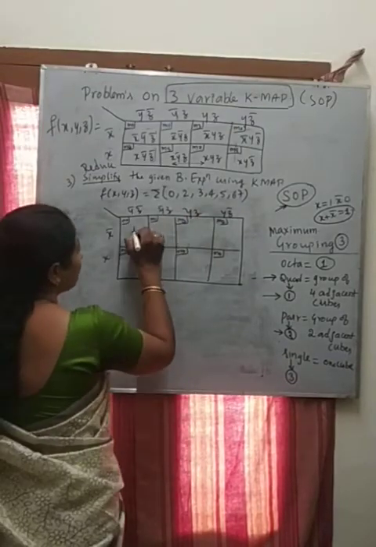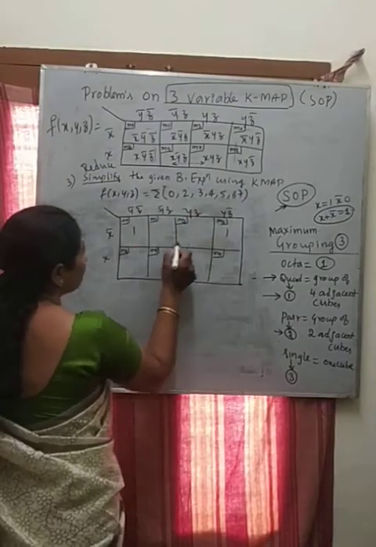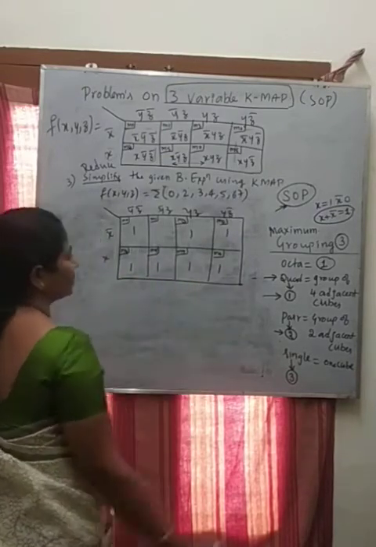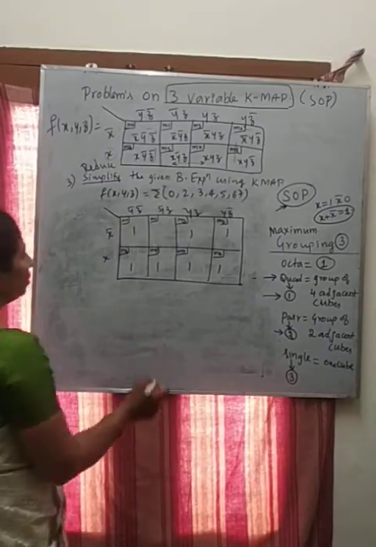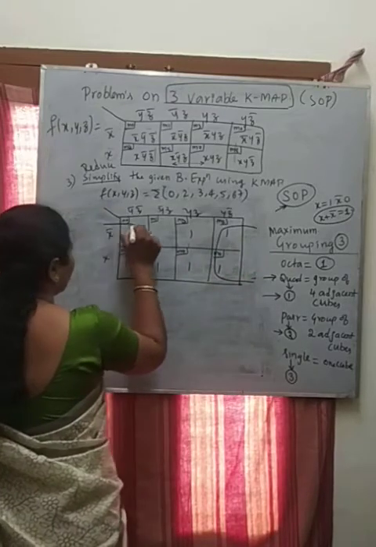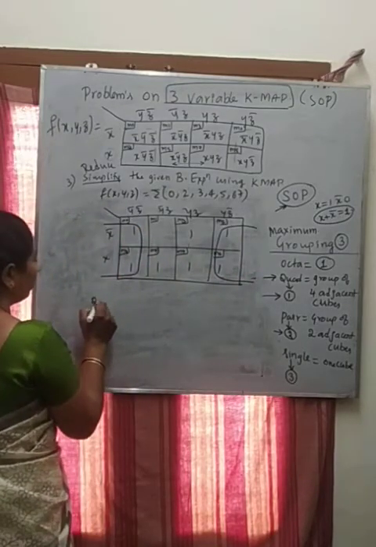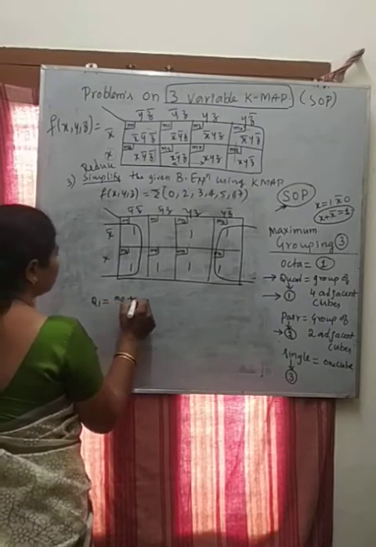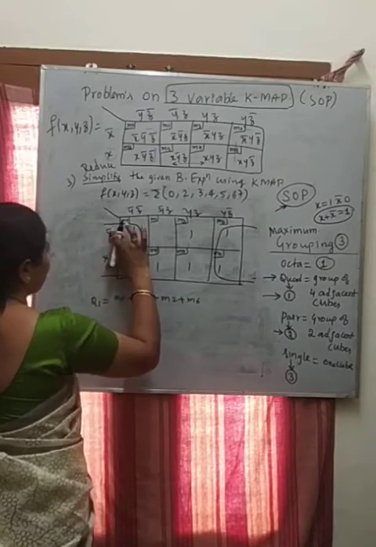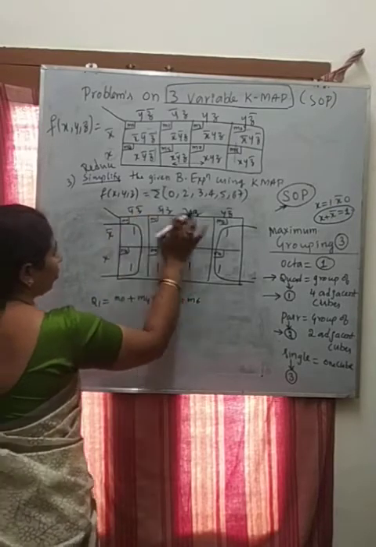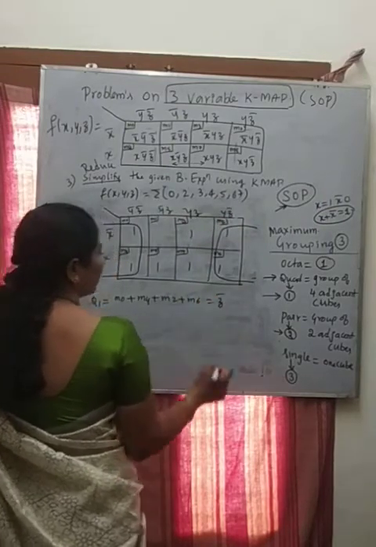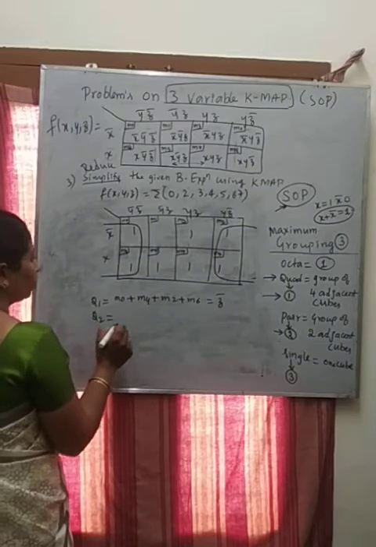Which are the things present? 0 is present, 2 is present, 3 is present, 4 is present, 5 is present, 6 is present, 7 is present. As we know, in the previous one we did this overlapping. Yes, I got one quad. Quad 1 equals m0, m4, m2, m6. This gets cancelled. Among these, what is common? Z bar is common.